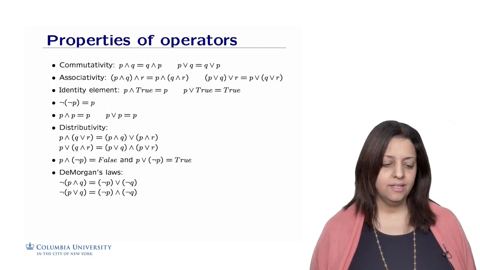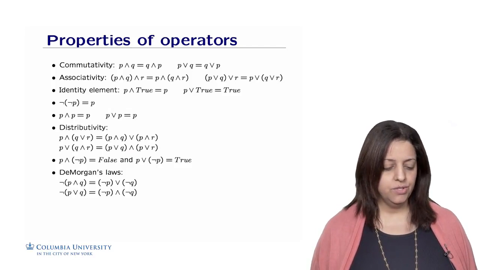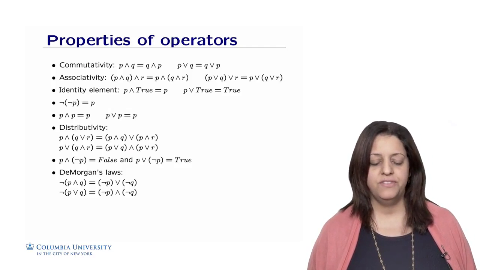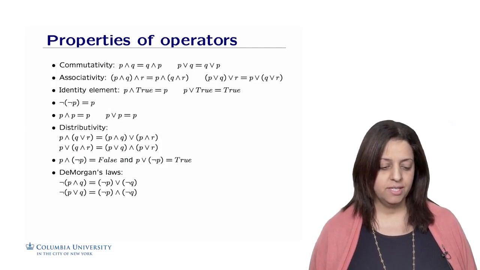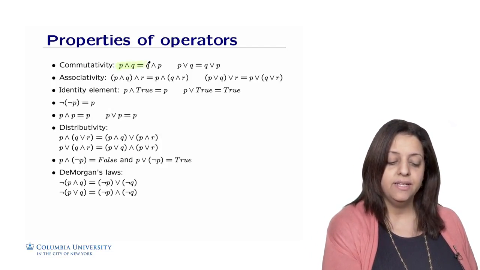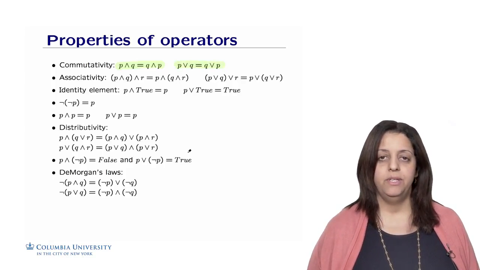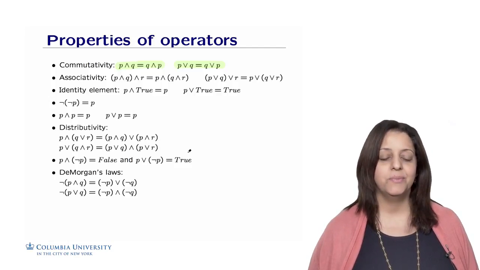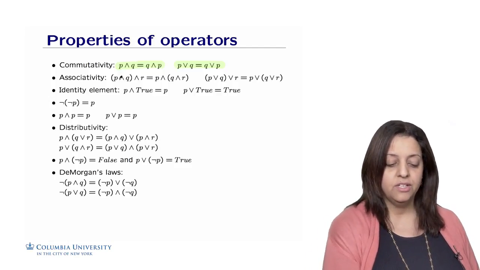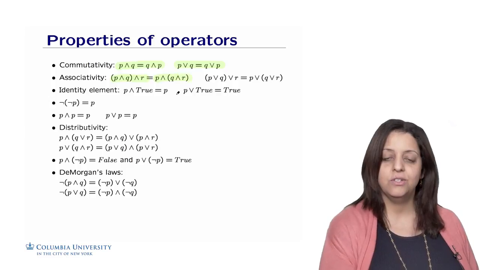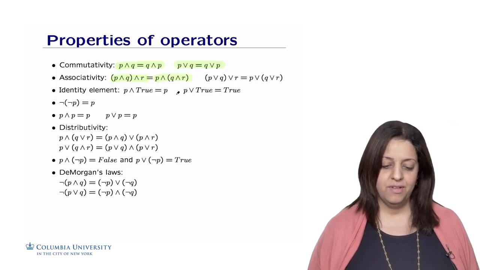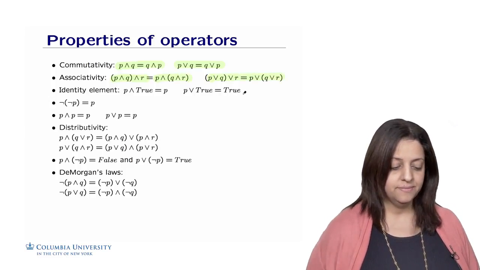Just like in arithmetic, we have some properties on the operators. For example, the property of commutativity holds for propositional logic symbols. P and Q is equal to Q and P. P or Q is equal to Q or P. But P implies Q is not equal to Q implies P, so be careful with that. Associativity: if you have P and Q and R, you could just change the order of the parentheses. Same thing for the disjunction.